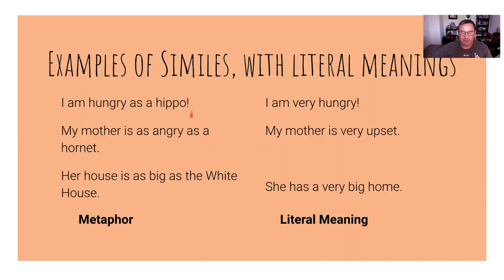My mother is as angry as a hornet. It sounds way better than saying my mother's very upset. My mother's very upset is just a very nonchalant sentence. But when you say my mother is as angry as a hornet, in my mind, I can imagine how angry your mother is. Her house is as big as the White House. All right, she has a very big home.